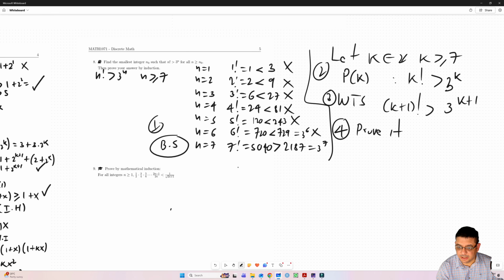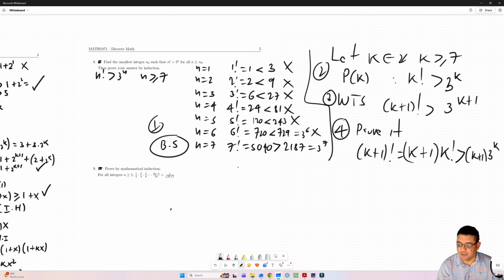So let's prove it. K plus 1 factorial is just going to be k plus 1 times k factorial. But by hypothesis of induction, we have that k factorial is bigger than 3 to the k. So we have that this is going to be bigger than k plus 1 times 3 to the k, by induction hypothesis, or by hypothesis of induction.